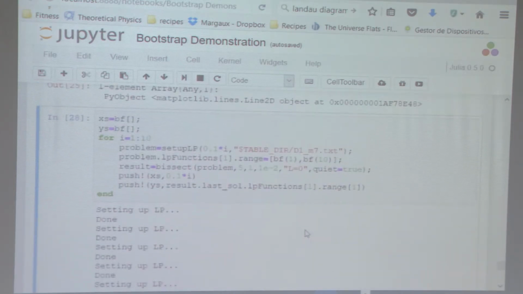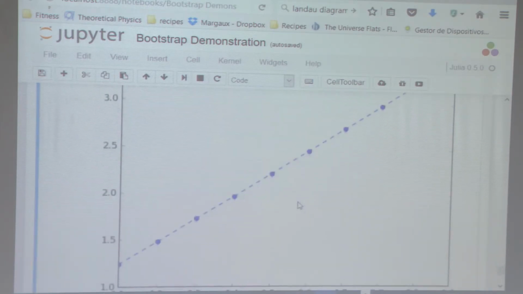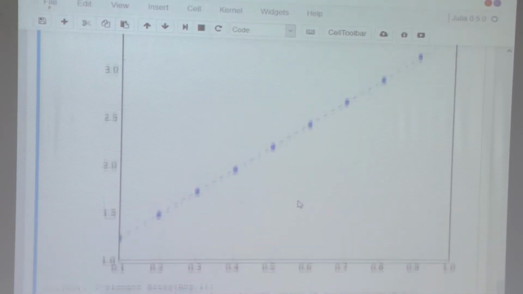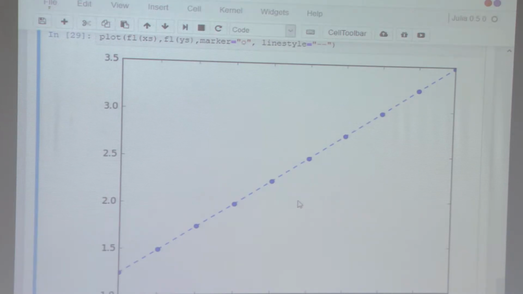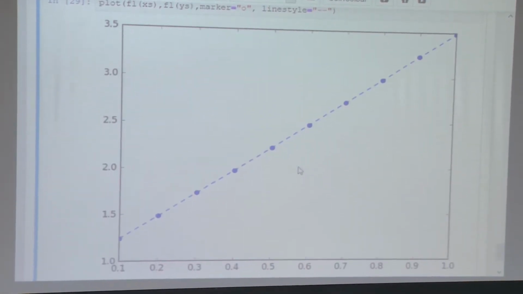So here is just a loop to do this many times. And then you plot it, and bingo. So this is a bound. I don't know why this screen shows up so small, but this is a bound on the operator dimension of the leading operator in one-dimensional CFTs. It's pretty boring. It's a straight line. But you can run this code in like 2 minutes.